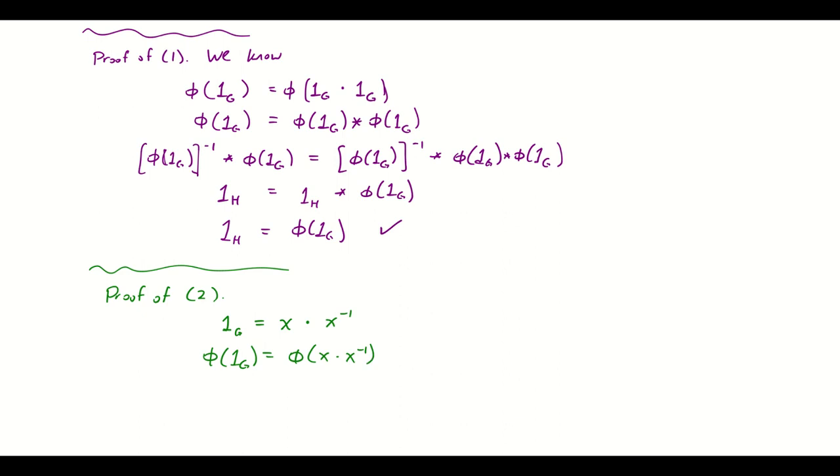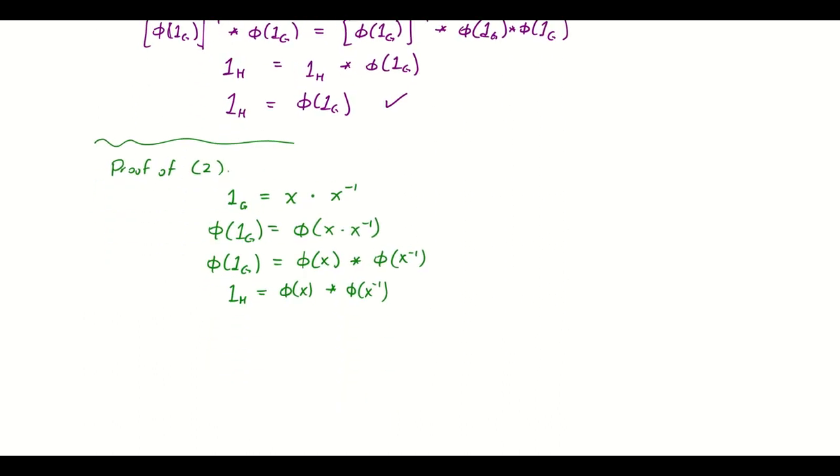And now I'm going to use the homomorphism property. Actually, a couple of homomorphism properties. First, I'm going to use the homomorphism property to split this up, because I know that phi preserves multiplication. And now I'm going to use property 1 that we just proved and say phi of 1 in G has to be 1 in H. It has to be the identity element of H. So now I know that phi of x inverse multiplied on the left by phi of x has to be the identity. So I think this is going to be pretty straightforward at this point.